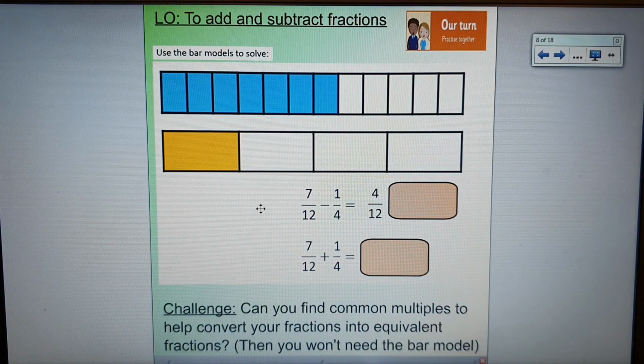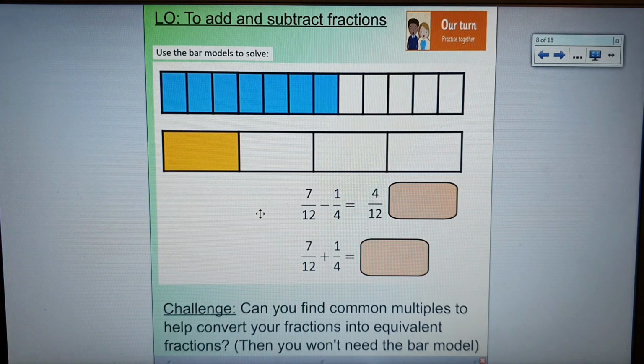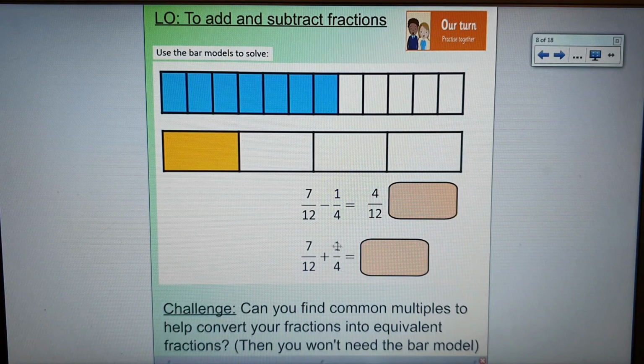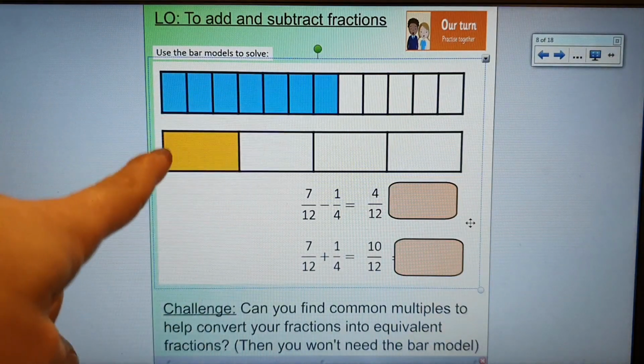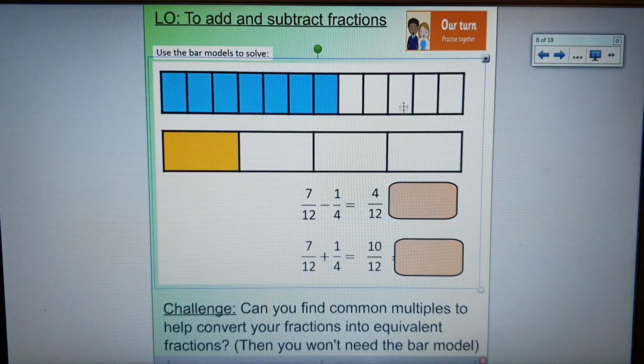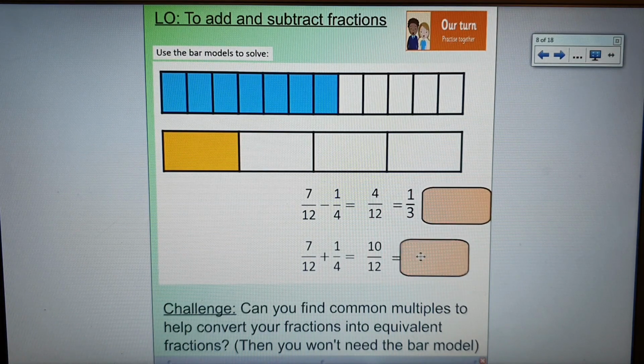Okay, our next one is adding. So I've actually got this amount, 7/12, and I'm adding on the 1/4. So if you know how many twelfths this quarter was before, you might have already worked this one out. So yeah, 10/12. So we would have had these 7 here, and this one is worth 3/12. So if I'd put that up there, 1, 2, 3, in total I'd have had 10/12. Now each of these have equivalent fractions as well. So 4/12 is the same as 1/3, and 10/12 is the same as 5/6. Again, just trying to find common multiples to simplify your fractions.